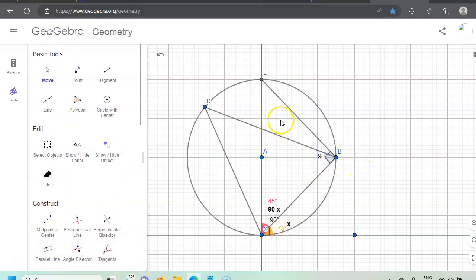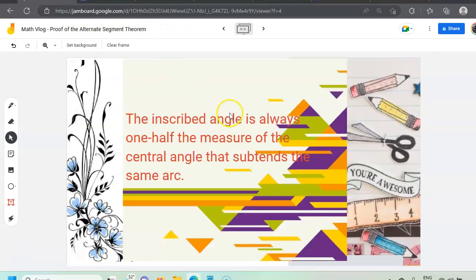Okay, so what is now the measurement of angle CFB? So we are going to make use of the property of the triangle. The sum of all interior angles of a triangle is 180 degrees. Alright, so we're going to make use of that property.